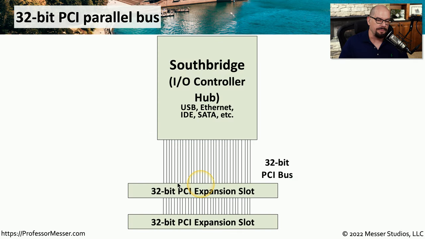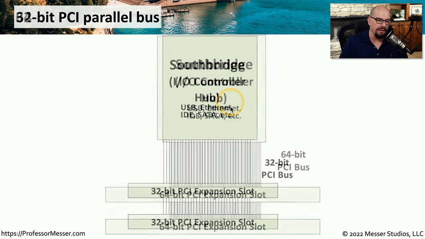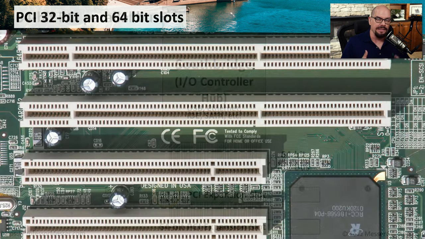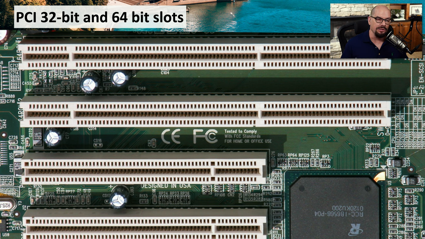Here's an example of this parallel bus. You can see I have two different 32-bit PCI expansion slots, and they are all sharing that same communications path back to a central controller on the motherboard. The 64-bit expansion slot is effectively the same thing. We still have parallel communication and sending all 64 bits across the bus at the same time, but obviously the 64-bit bus is twice as large as the 32-bit bus. Physically, the 64-bit interfaces are also much larger than the 32-bit. You can see the 64-bit PCI slots there at the top and the 32-bit PCI slots at the bottom.